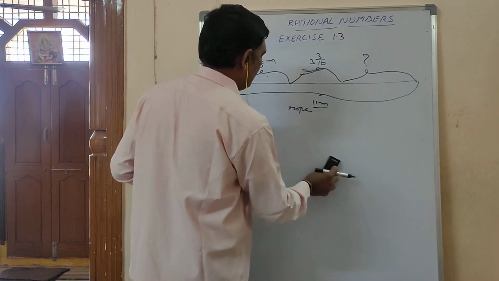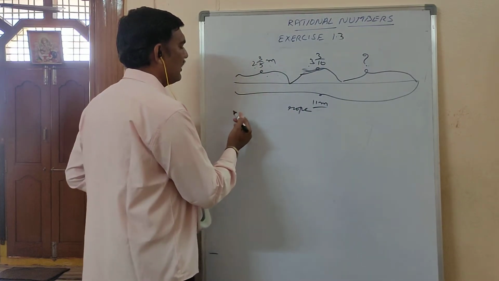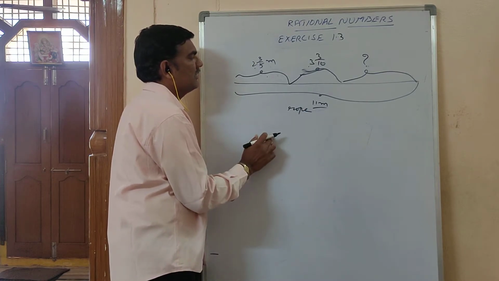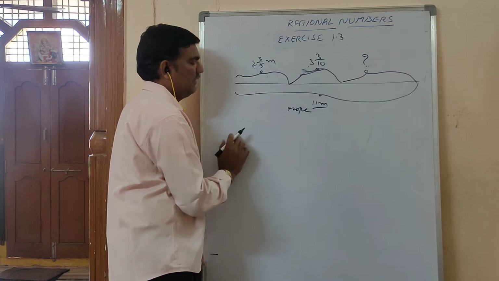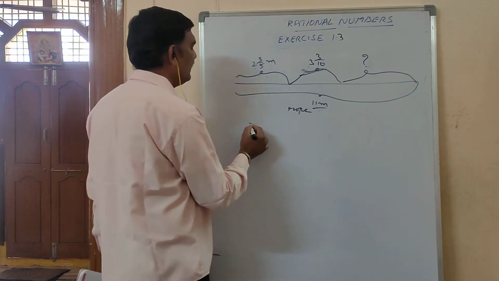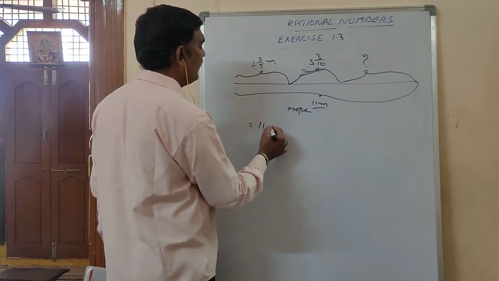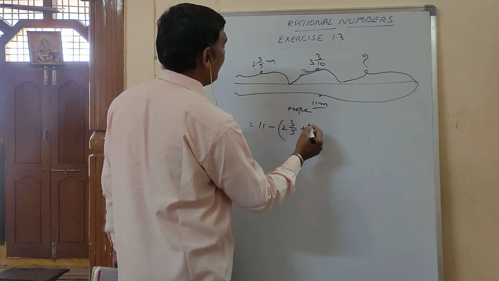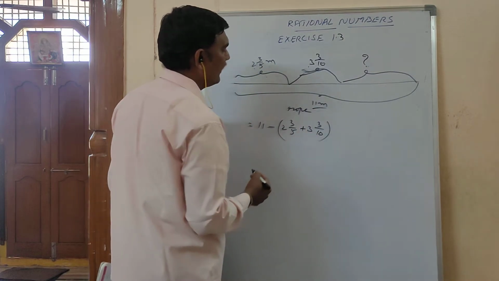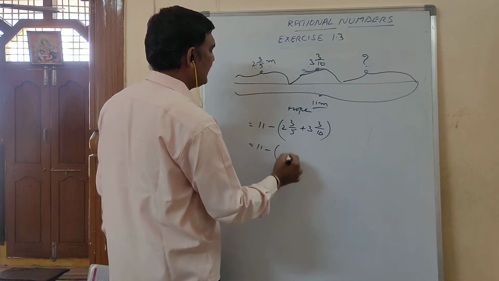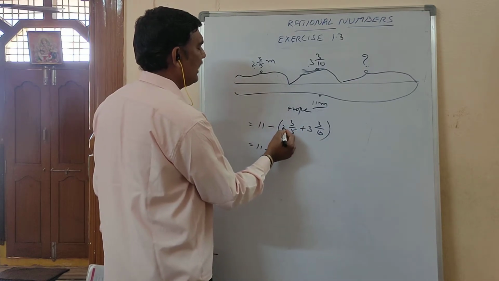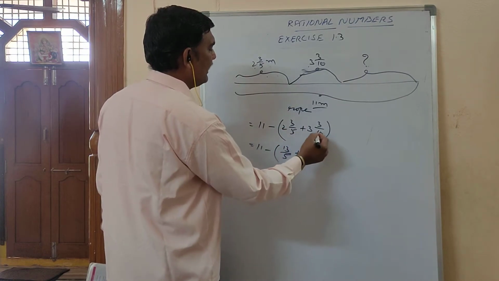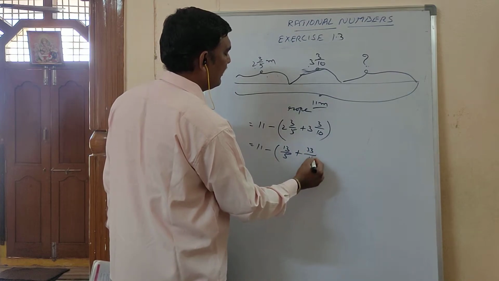Now, how to do it? The writing part. First piece, second piece, total length of the rope and remaining length. Remaining length is equal to the total length of the rope minus the sum of the ropes which were cut off. Okay. Now this is a mixed fraction, so multiply these two and add. 5 twos are 10 plus 3, 13/5. 10 threes are 30 plus 3, 33/10.